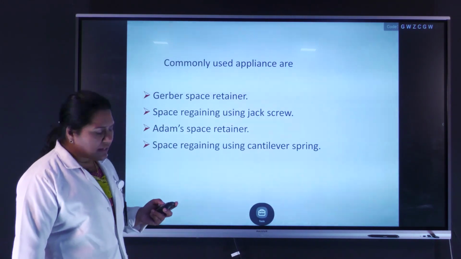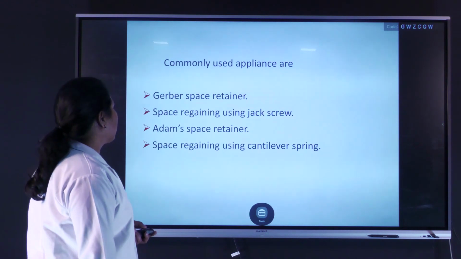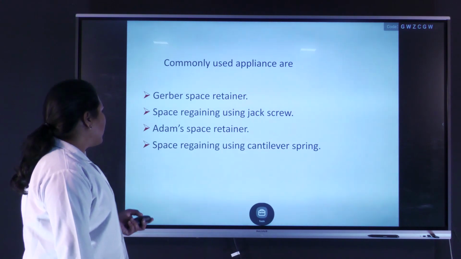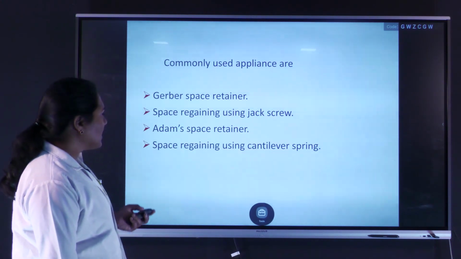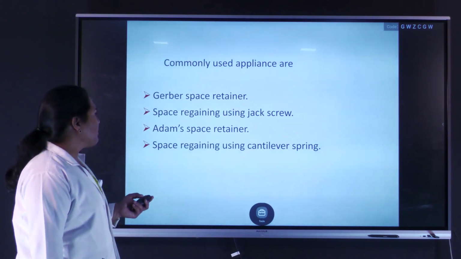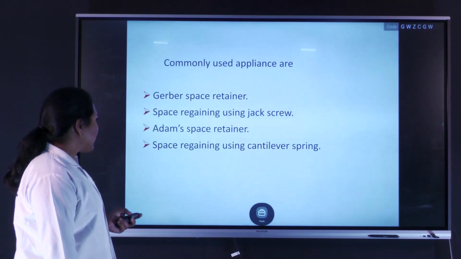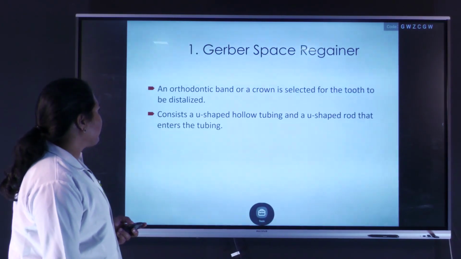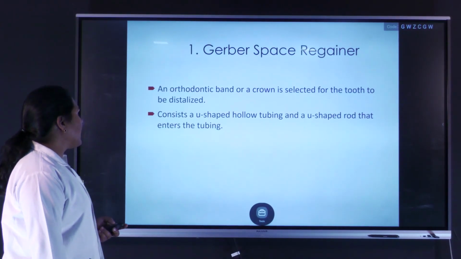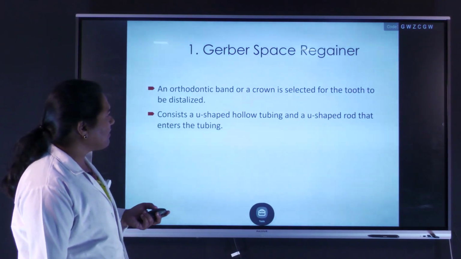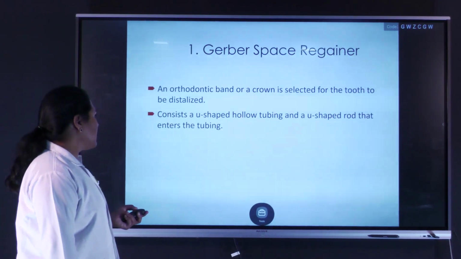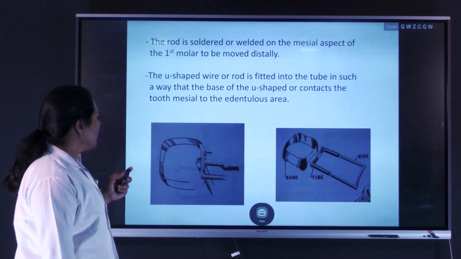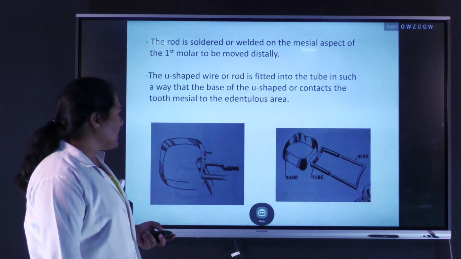Commonly used space regainers are the Gerber space regainer, space regaining using jack screws, Adams space regainers, and space regaining using cantilever spring. Coming to the Gerber space regainer, an orthodontic band or a crown is selected for the tooth to be distalized. It consists of a U-shaped hollow tubing and a U-shaped rod that enters the tubing. So this is Gerber's space regainer.